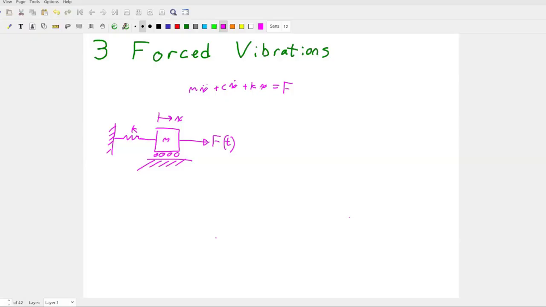So if I draw out just my free body diagram of that system configuration, I get a mass. I have mass and gravity acting down. I have a normal force acting up. It doesn't matter. Those will cancel. If I'm moving a little bit to the right, I have a force acting back, which is F of K, and I still have a force acting to the right, which is capital F as a function of time.